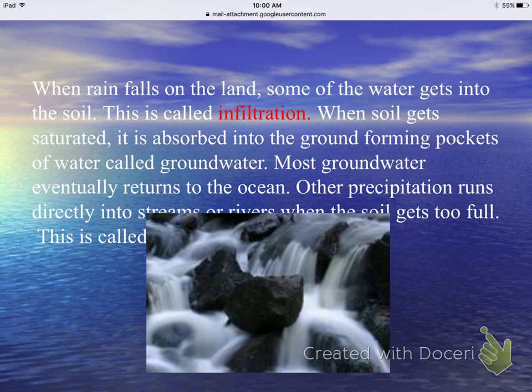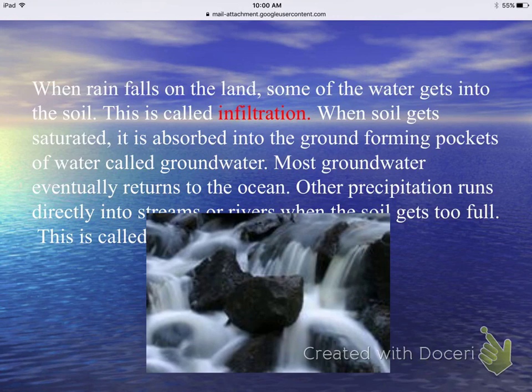So when the rain falls on the land, some of our water gets into the soil. That's called infiltration. If you've heard of someone infiltrating the camp when you learn about social studies, that's like someone seeping into or coming into the area. Infiltration, as far as the water cycle goes, is whenever water seeps down into the soil. The soil gets saturated and it absorbs all the water into the ground.